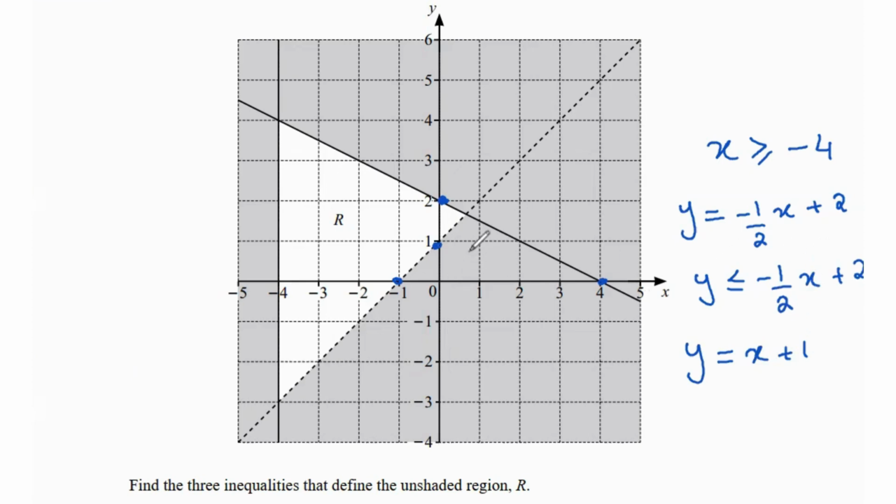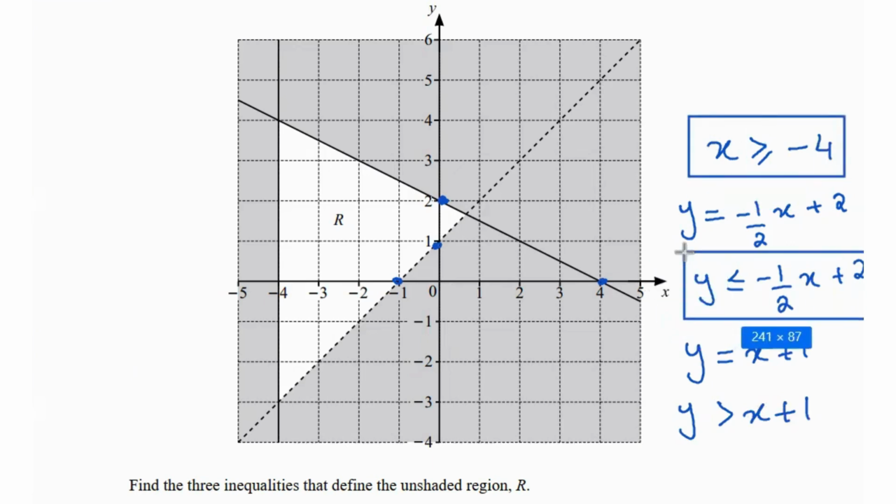Now for the inequality, since the unshaded region is the values of y increasing, that means y is going to be greater than x plus 1. So your three inequalities are x is greater than or equal to -4, y is less than or equal to -1/2 x plus 2, and y is greater than x plus 1. These are your answers.